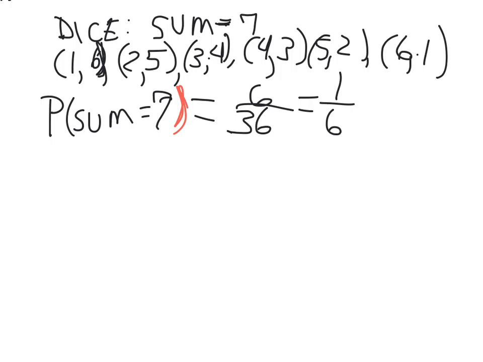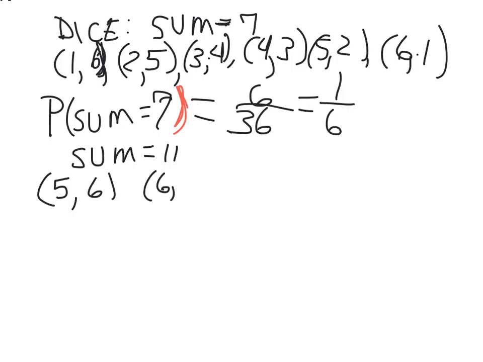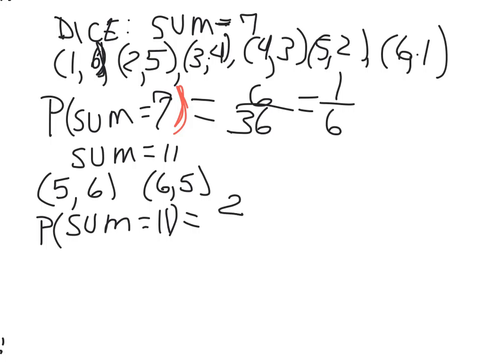And then the next one says, what if it's a sum that is 11? And that can happen when we have 5 and 6, and when we have 6 and 5. Those are the only 2 times it can happen. So the probability that the sum is 11 is 2 over 36, which is 1 over 18.